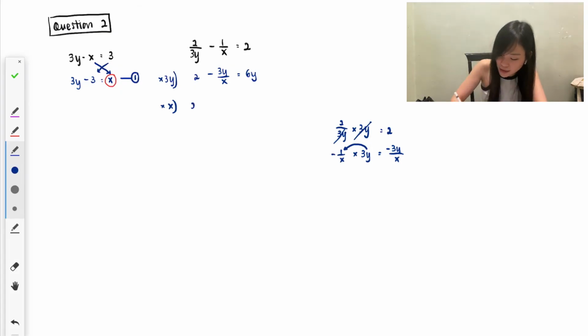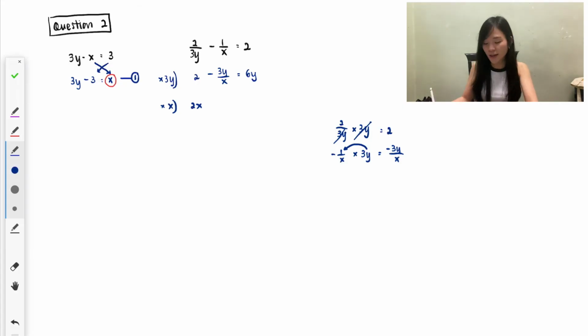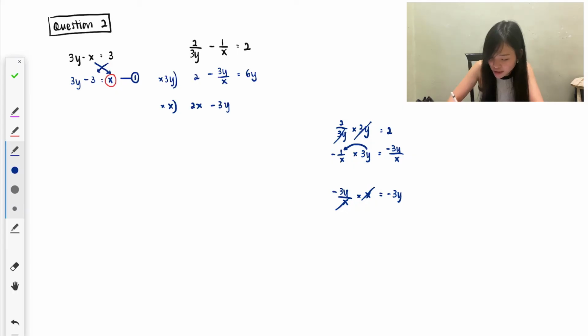2 times x, isn't it 2x? Correct? Next one, negative 3y over x if I times x. What will I get? Do you guys realize x and x cut? Isn't it you guys will be left with negative 3y? So isn't it here negative 3y? Next one, 6y. 6y times x, isn't it 6xy? Ta-da! No more fraction. Isn't it a wonderful equation 2?